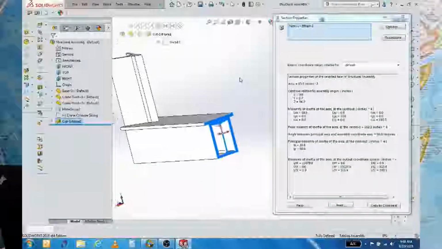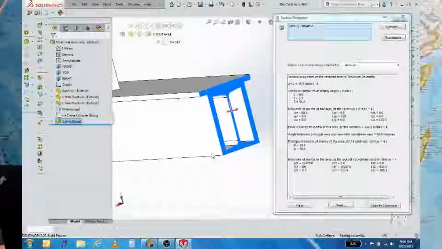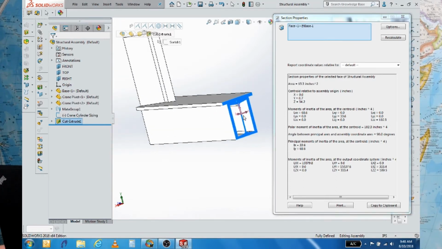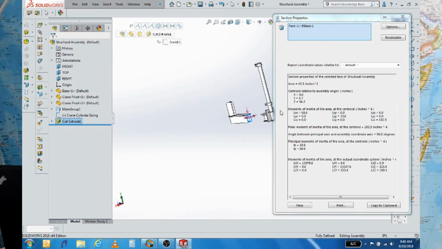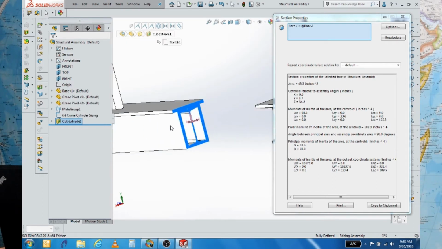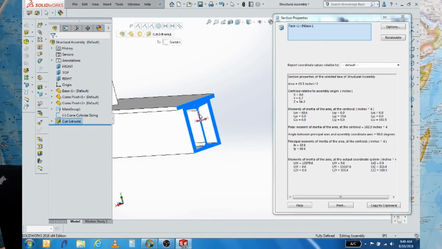Alright, so some of the things I want to look at here are the area, which is probably the easiest one, and the distance to the centroid, which is 0.7 inches. This is the distance where this dot is in comparison to where the part's origin is. And you can't really see them on this, so we'll just leave that alone. Just believe me when I say that that's it. It'll make more sense in a second.